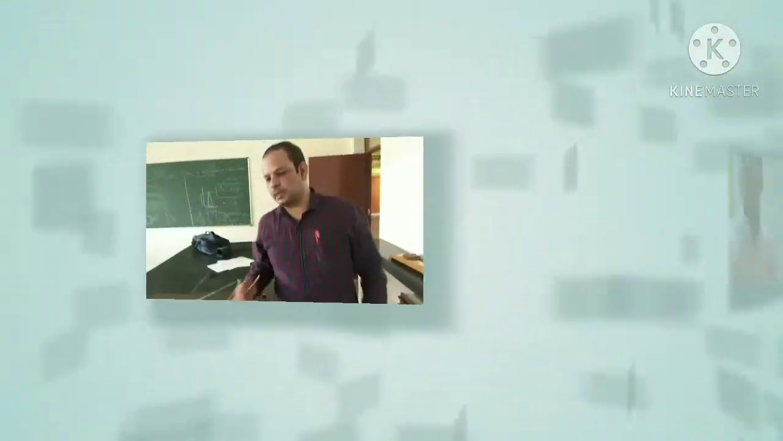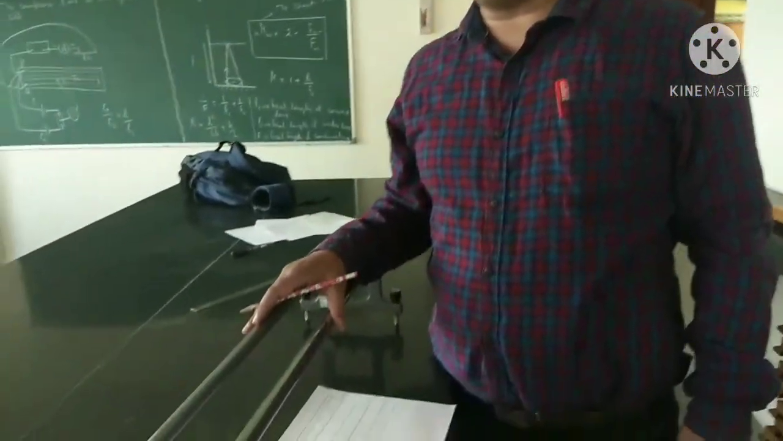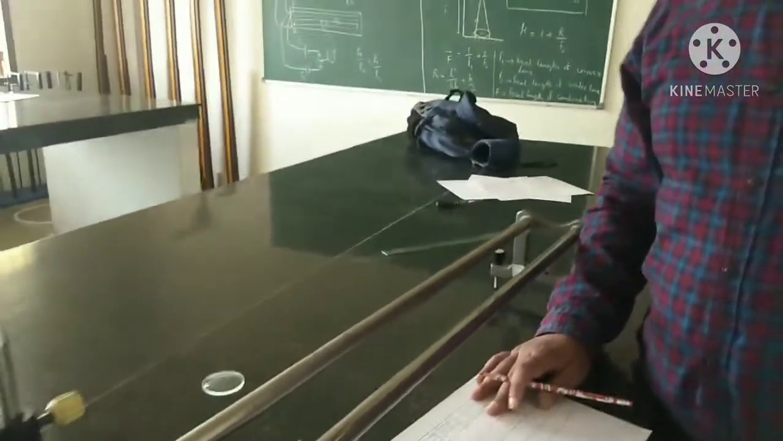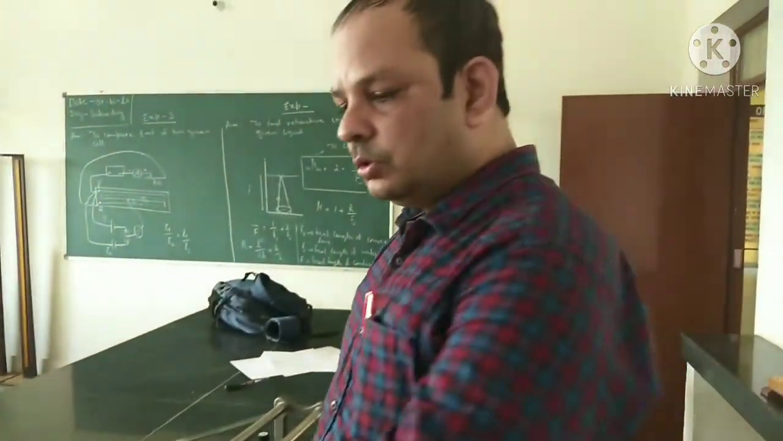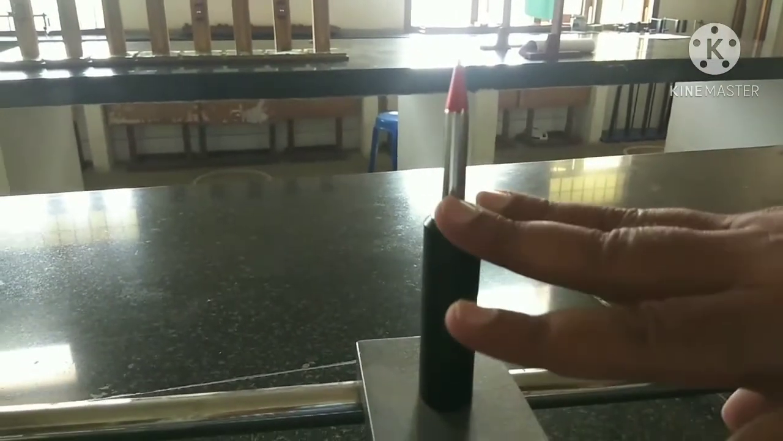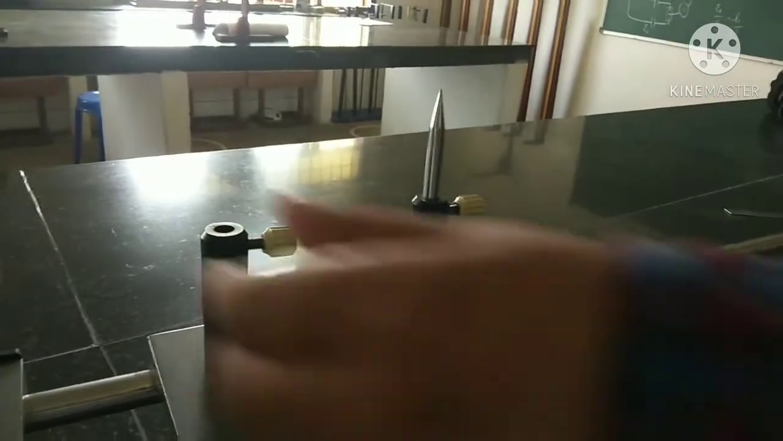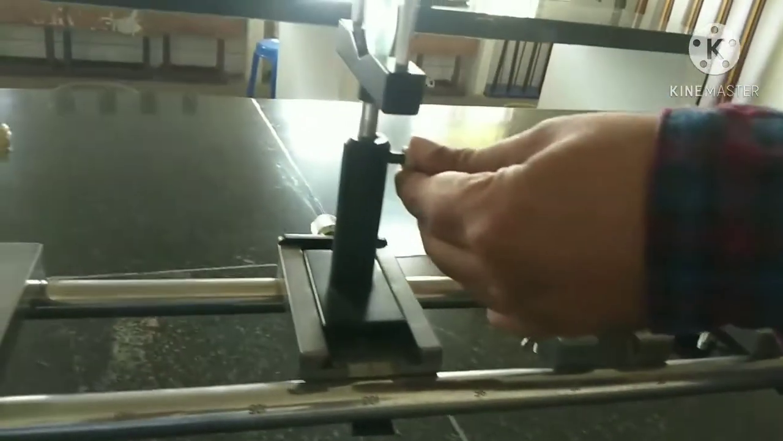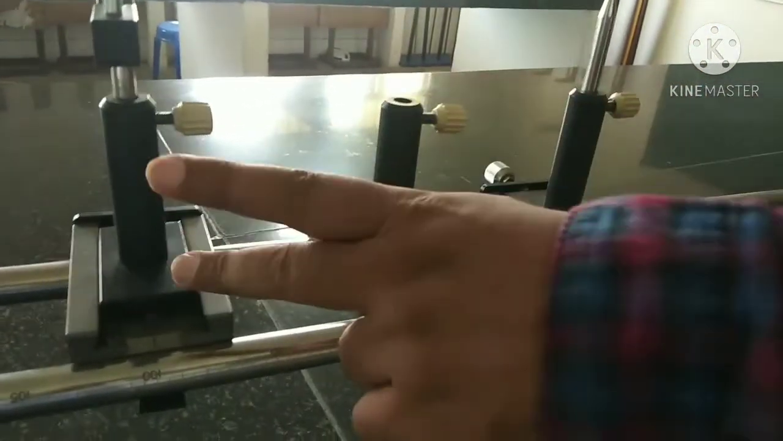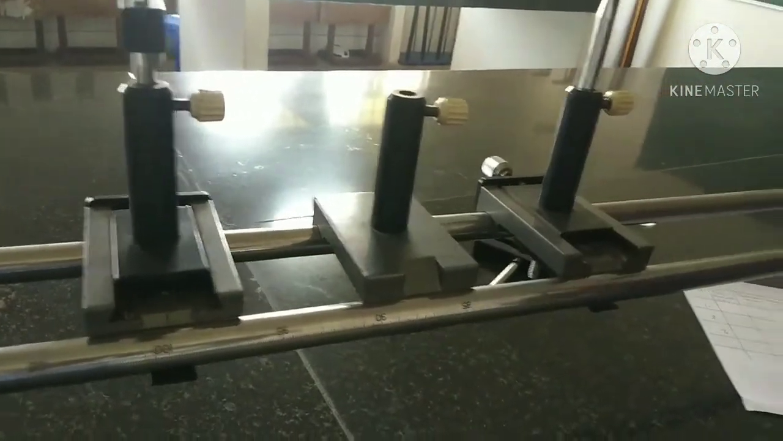We are going to do an experiment whose aim is to find the focal length of a concave lens by using a convex lens. For this experiment we need 2 optical pins. The pin marked red is the object pin and this pin is the image pin, and this is the lens stand for the convex lens. One more lens stand is placed between the convex lens and the image pin.